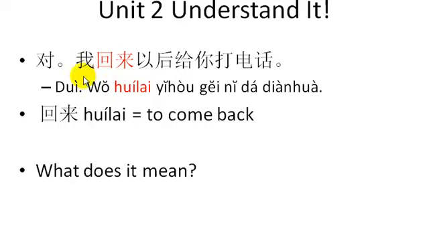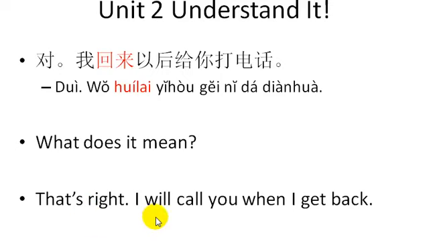Okay. So Wang Peng comes back. 对. 我回来以后给你打电话. The only new piece of vocabulary in this sentence is 回来. 回来 means to come back. To return. So Wang Peng says 对. 我回来以后. Notice the word order here. 我回来以后给你打电话. Pause and write down what you think this sentence means. I'd like you to do that because this word order is important.